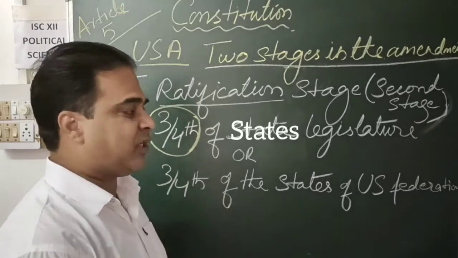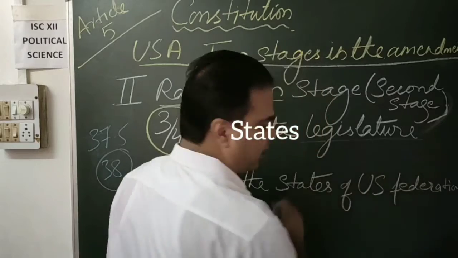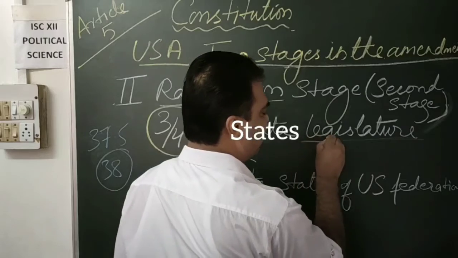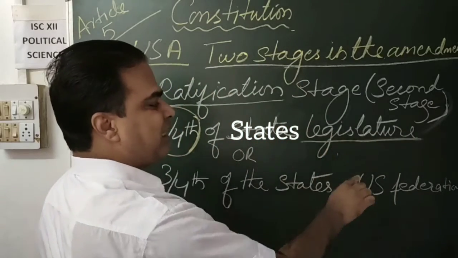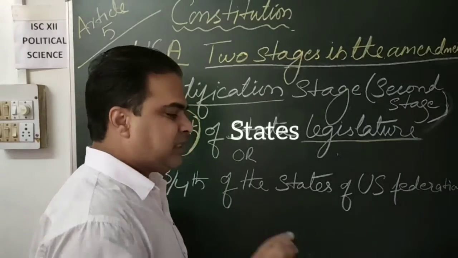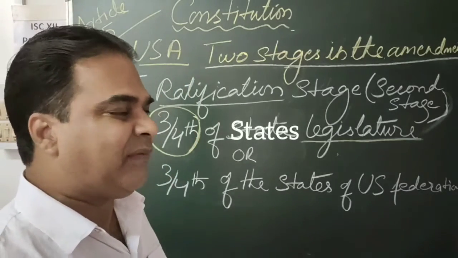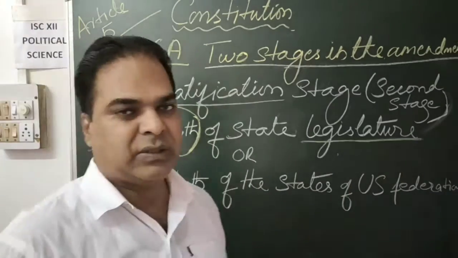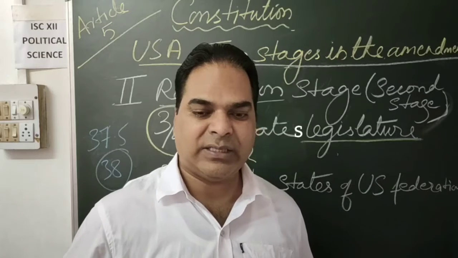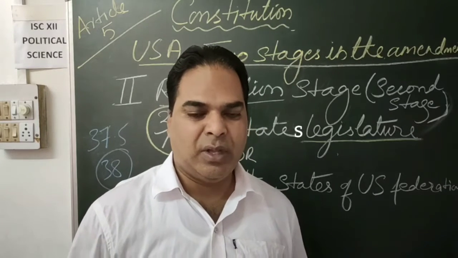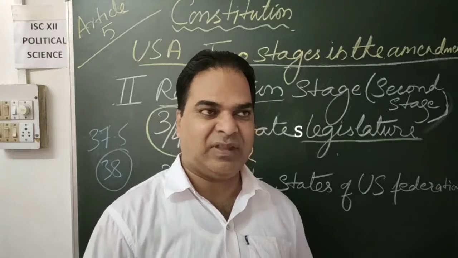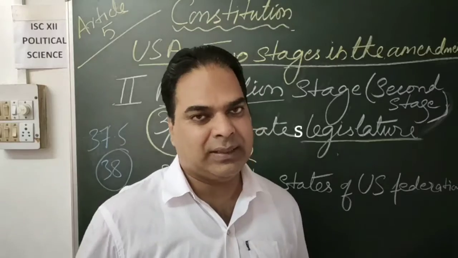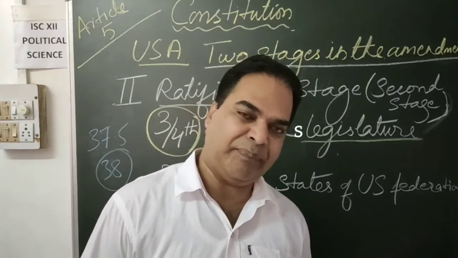38 state legislatures. How many legislatures? 38. So please don't get confused over here. If 38 state legislatures out of 50 agree, then the amendment process will be clear. Ratification becomes successful. So if three-fourths of the state legislatures give their consent or approve, then that will be accepted by the US Congress.